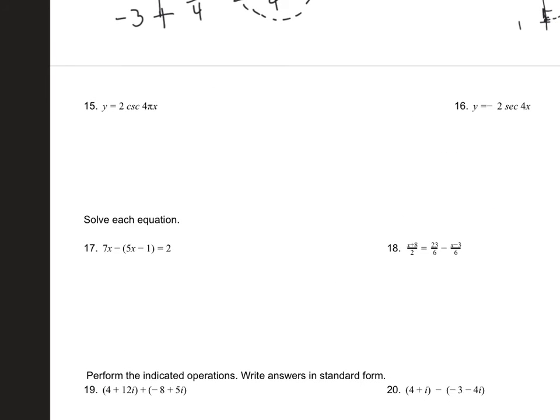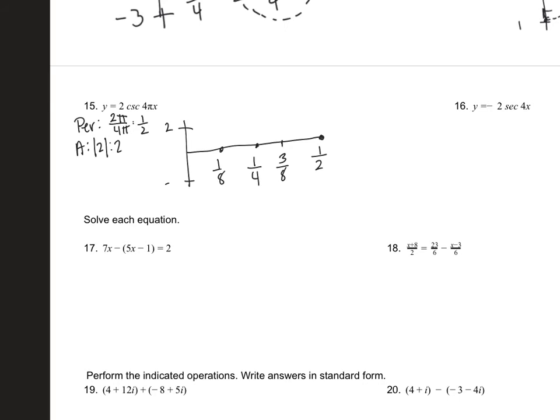2 cosecant 4 pi x. So let's go ahead and remember our period and our amplitude. Our amplitude is 2. Our period is the same as the last, which is 1/2. 2 pi over 4 pi, which is my b, which is 1/2. So cosecant is the reciprocal of sine, if you remember. 1/8, 3/8. My amplitude is 2 and negative 2.